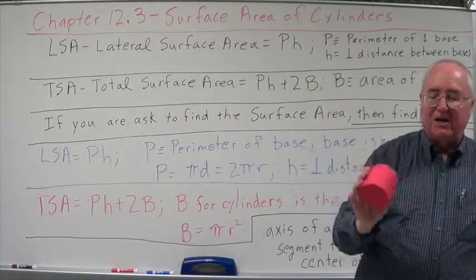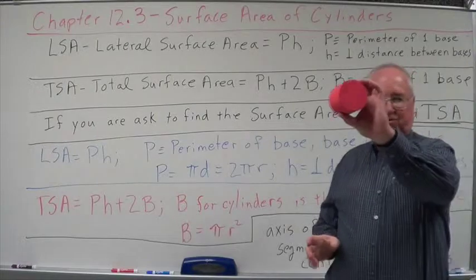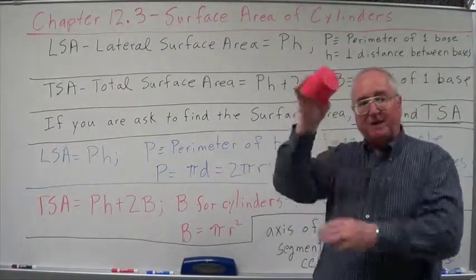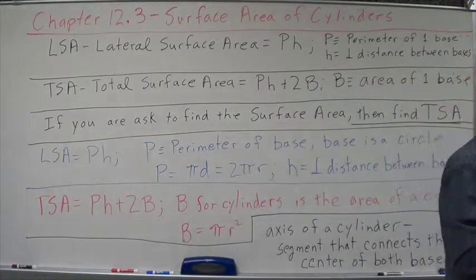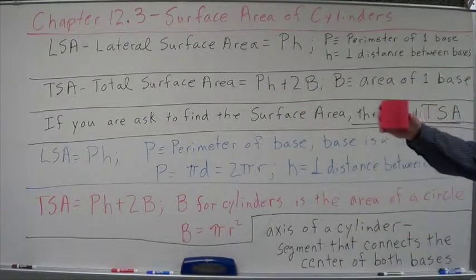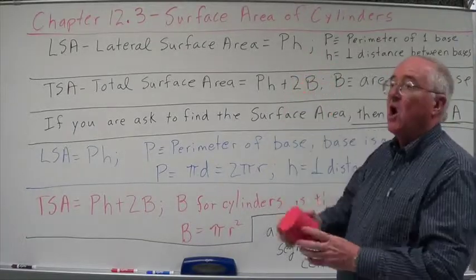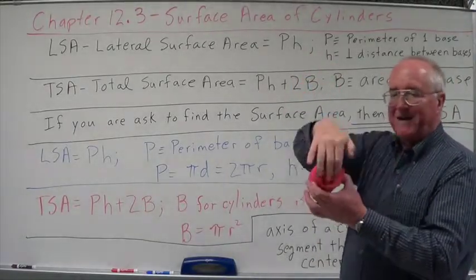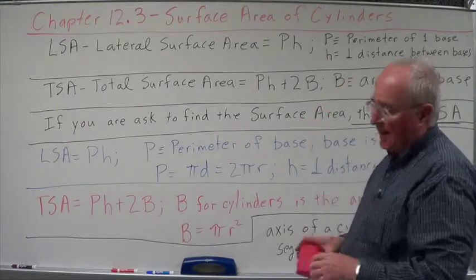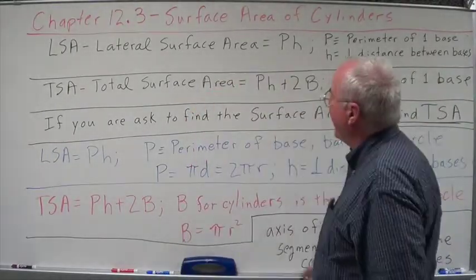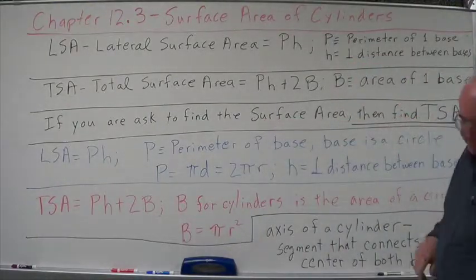Circles on the ends. So what we have is the bases of a cylinder are circles. The lateral surface area, well, we can still calculate the lateral surface area. Lateral surface area for a cylinder is just the side without the circles. Okay? Or the total surface area would be the two bases added to the lateral surface area or the side. Again, if you are asked to find the surface area, then find TSA.